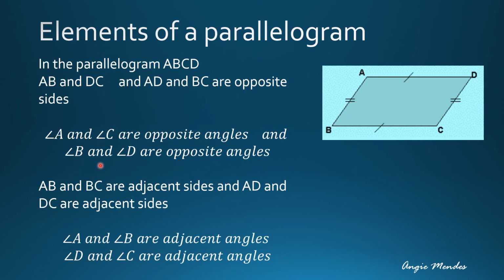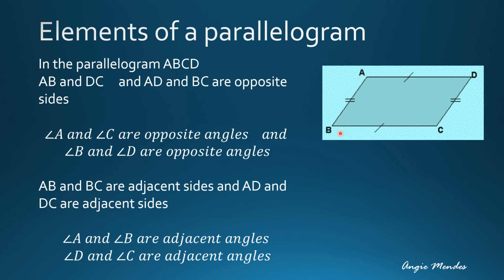In the parallelogram ABCD, we have AB and DC which are parallel and opposite sides. We have AD and BC which are opposite sides. Angle A and angle C are opposite angles. Angle B and angle D are opposite angles.